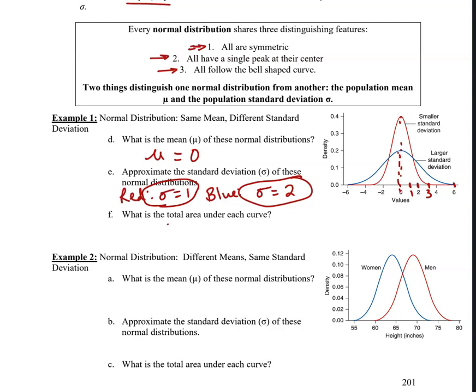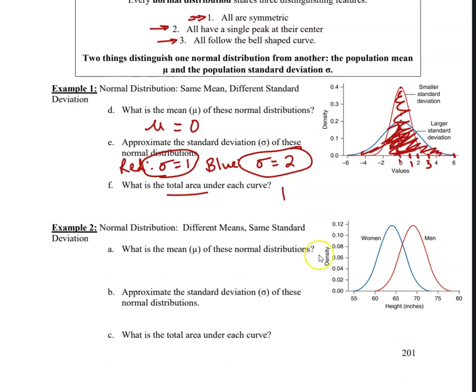Now, what about the total area? Remember we said in the last section, the total area under a continuous distribution has to always be what? And that would be 1. So whether you're looking at the one in red, this total area, or the one in blue, all of this, the total area is going to be 1.